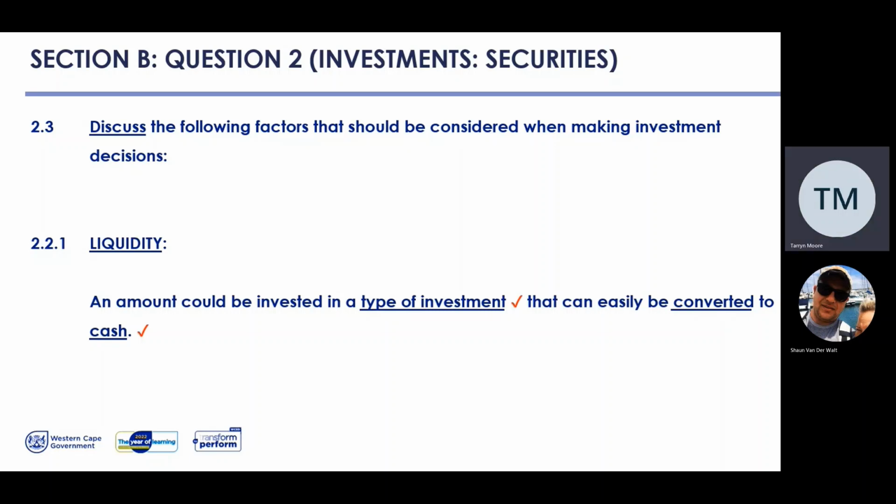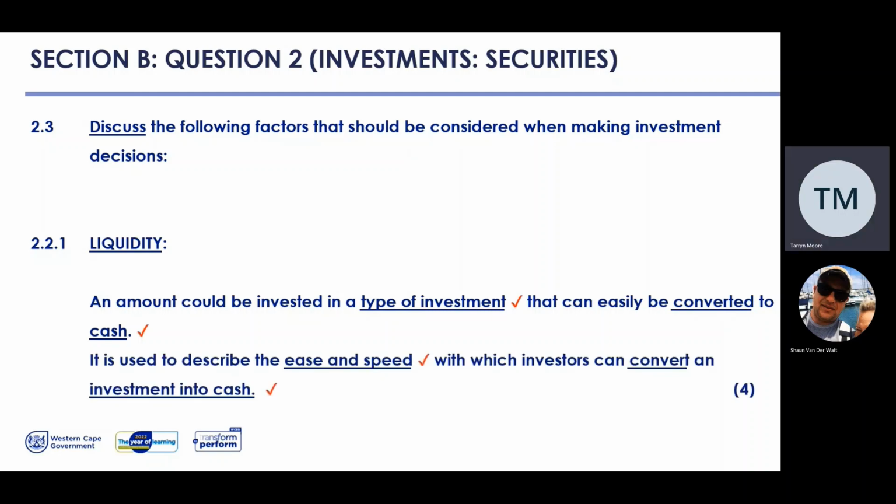So when you're looking at normal water and you have concentrate, I can quickly put that water in that concentrate or the concentrate into the water, and it can be converted into a juice or a Powerade or a game, or something that has changed from one form to the other. So I've invested in a specific type of investment and it can be converted to cash easily. Why? Because that is the type of investment that I chose to invest in. It is used to describe the ease and the speed with which an investor can convert an investment into cash.